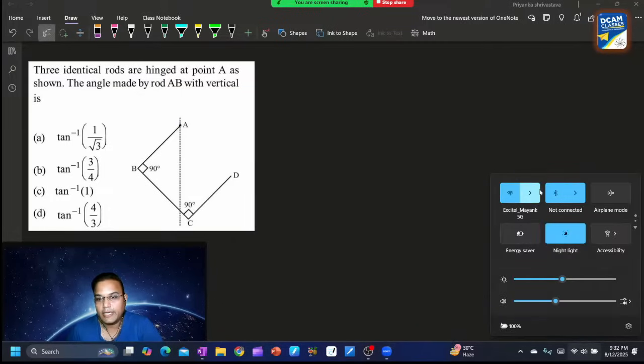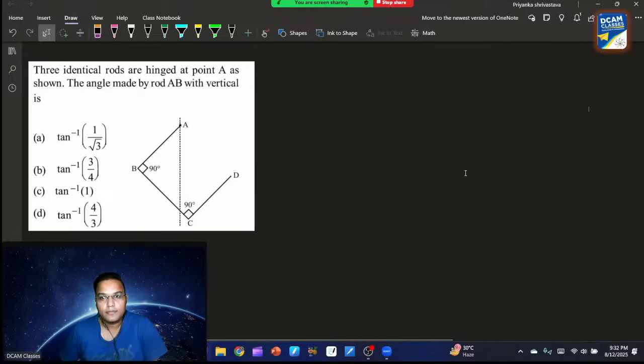बताओ, आइडिया आ रहा है? कोई आइडिया ही नहीं आ रहा?